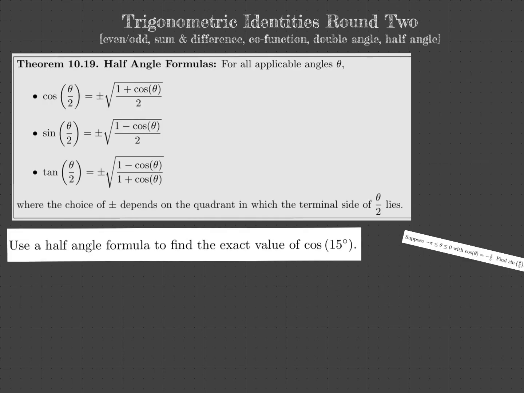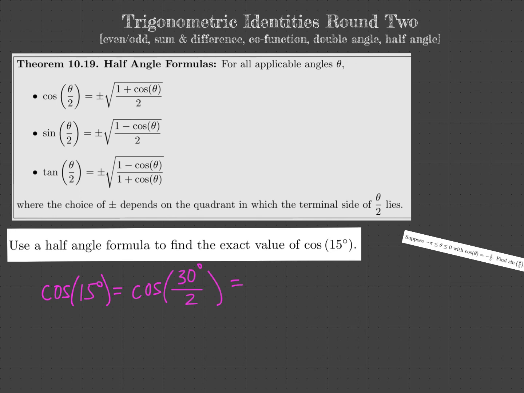Let's take a look at our first example. We want to specifically use a half-angle formula this time to once again find the exact value of the cosine of 15 degrees. So we have to figure out what did we take half of to get 15 degrees? 30 degrees. So we're going to use the cosine of 30 degrees over 2. So theta will be 30 degrees. So we will have the cosine of 15 degrees. An alternate way of writing that is the cosine of 30 degrees over 2. So our theta value is 30 degrees.